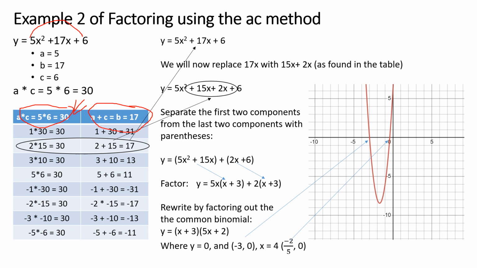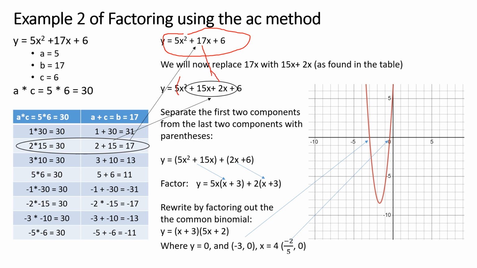Now I'm going to add those up. 1 plus 30 is 31, so that's not it. But my second one here, and obviously because I circled it, 2 times 15 is 30, and 2 plus 15 is 17. So I'm going to rewrite my equation. Instead of 5x squared plus 17x plus 6, I'm going to replace 17x with 15x plus 2x. I could do 2x plus 15x, it doesn't really matter. It'll work out either way.